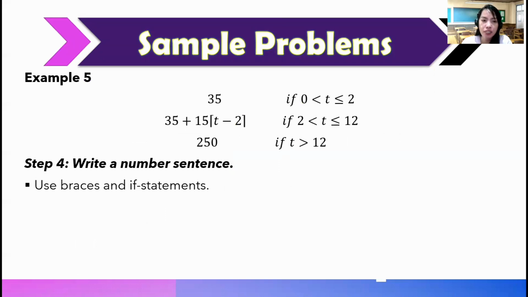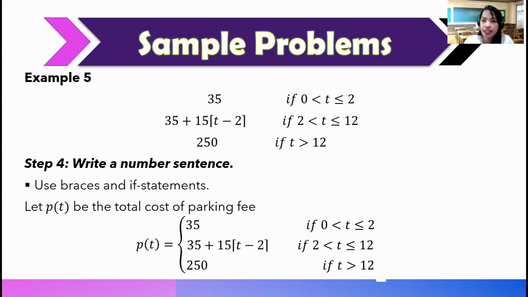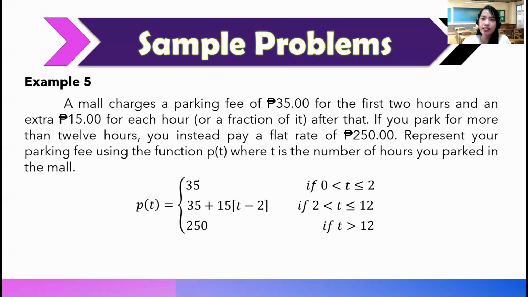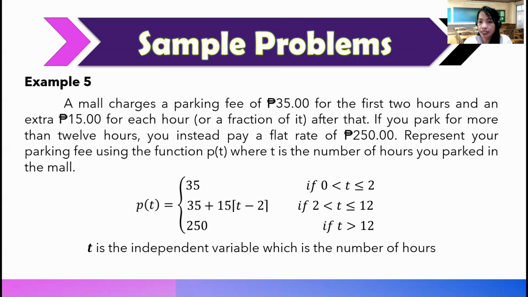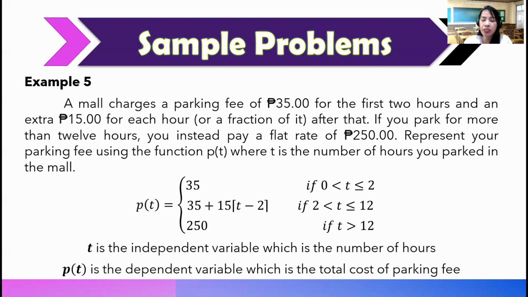So using these formulas, you have to use braces and if statements in writing the function. Let P of t be the total cost of parking fee. That is the function. What is the independent variable here? That is the number of hours. That is t. What about the dependent variable? That is P of t, which is the total cost of parking fee.